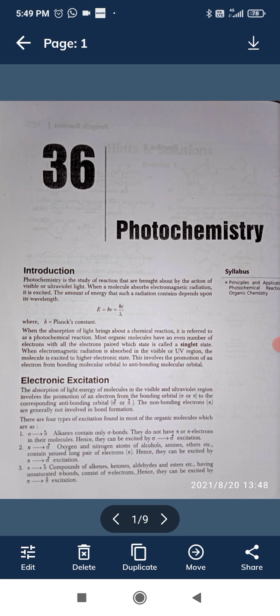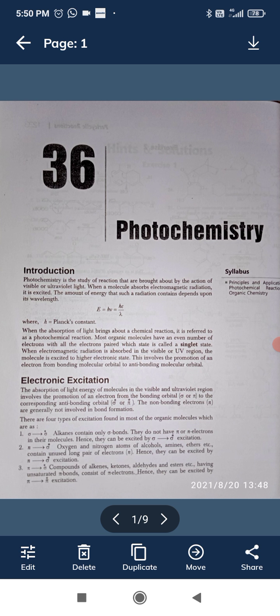There are also chances for electrons which are not participating in bond formation, that is non-bonding electrons, to get excited. On this basis, there are four types of excitation found in most organic molecules, which are as follows. One is sigma to sigma star. Alkanes contain only sigma bonds. They do not have pi or n electrons, that is non-bonding electrons, in their molecules. Hence they can be excited by sigma to sigma star.